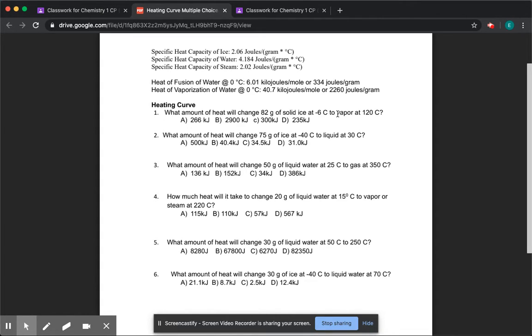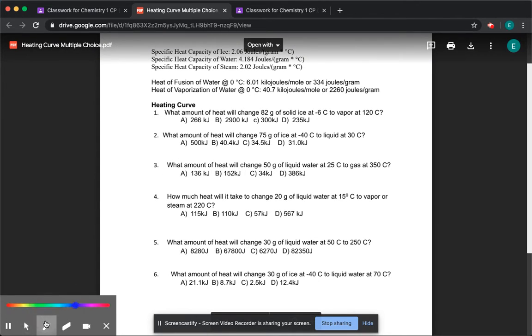So this is not a 3-step problem. This would be a 5-step problem. It's 5 steps, and here they are. We have to bring the ice to 0 degrees. That's step 1. Then we have to melt it. That's step 2. After we melt it, now we have to heat up the water to 100 degrees. Then we bring it to the boil. After we get it to 100 degrees, we have to transition it into steam. And then after we transition it, we have to heat it up again to 120. So number one is a 5-step problem.